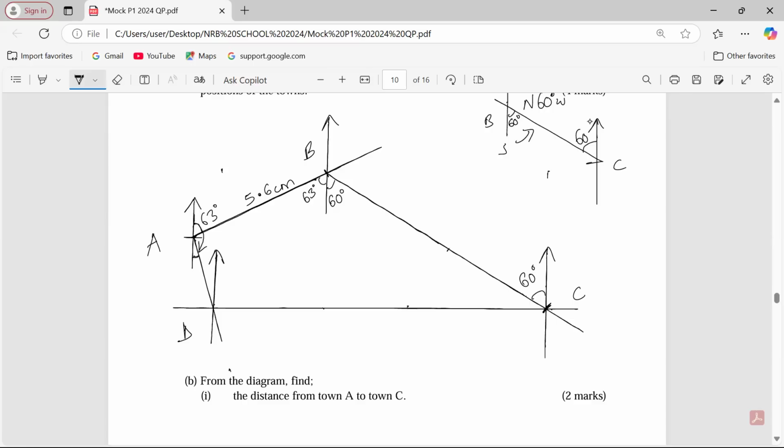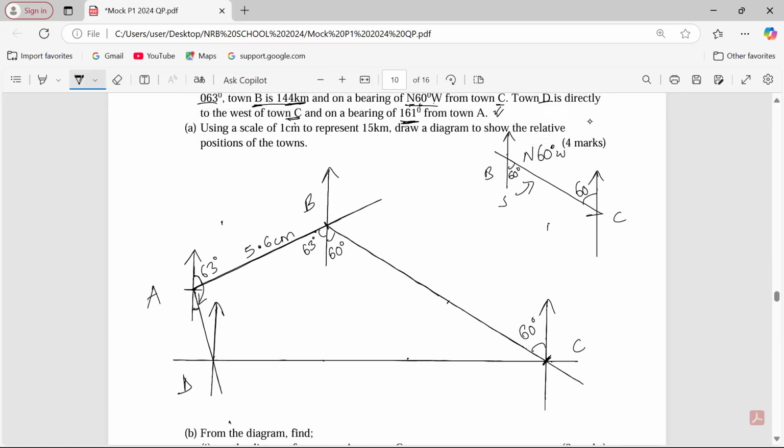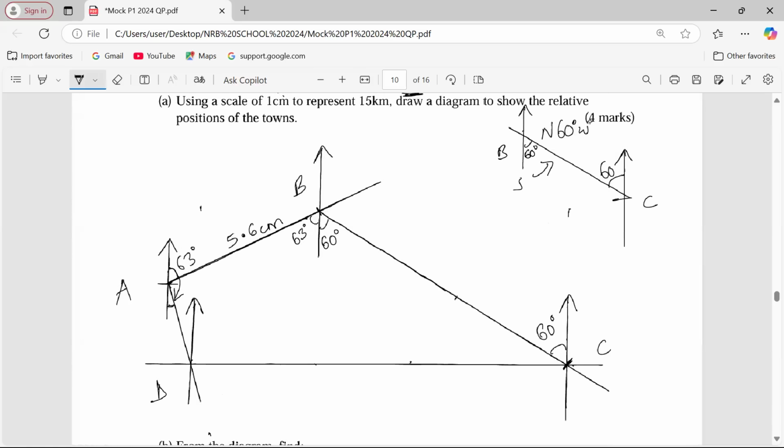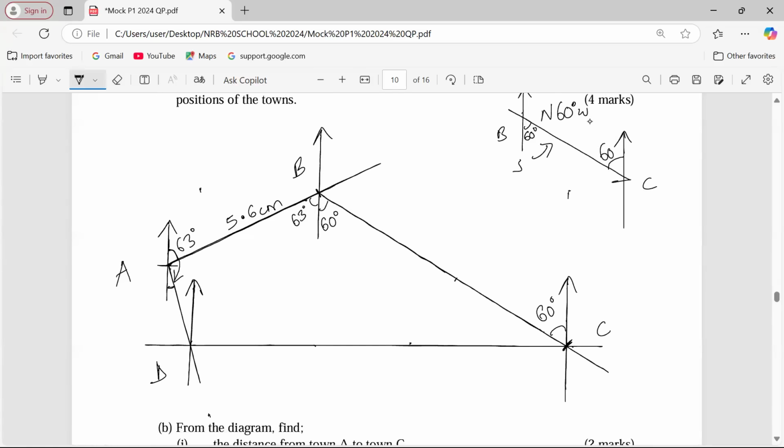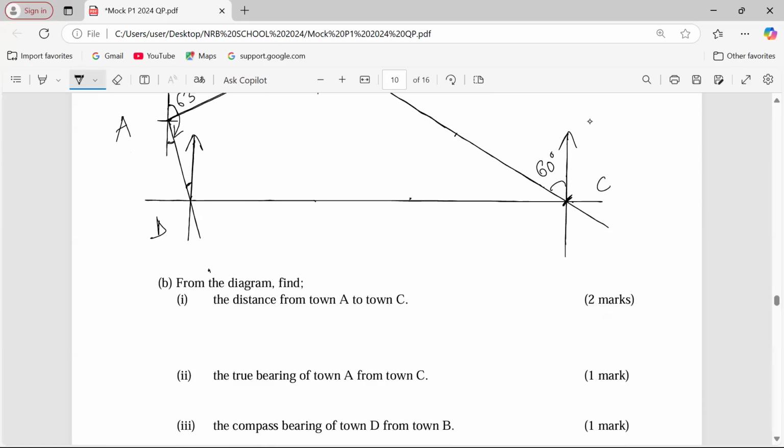So you see now the relative positions of these towns have already been shown. We already have our compasses properly drawn. This is what I expect from my followers, to be in a position to come up with compasses like that, and relative positions like that.